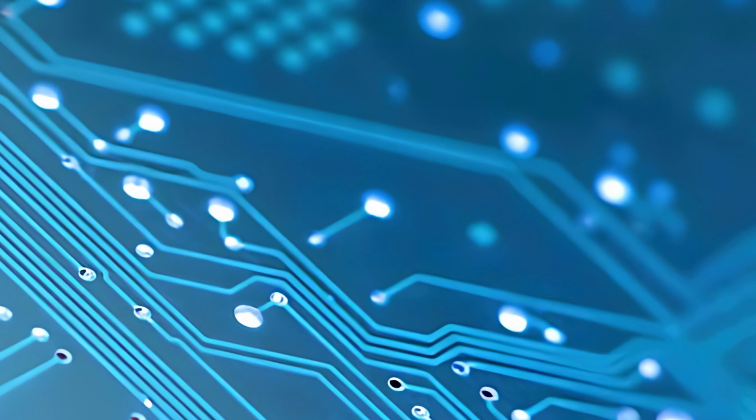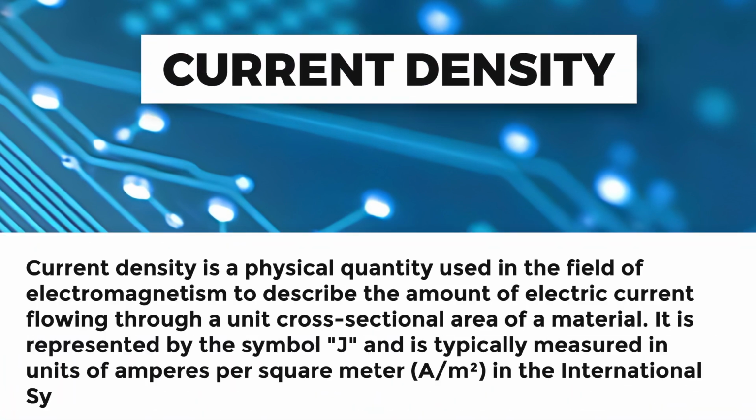First topic is current density. Current density is a physical quantity used in the field of electromagnetism to describe the amount of electric current flowing through a unit cross-section area in a material. In short, the total electric current which passes through the cross-section area of the material is known as current density, represented by the symbol J, and is typically measured in the unit of ampere per square meter in the SI system.